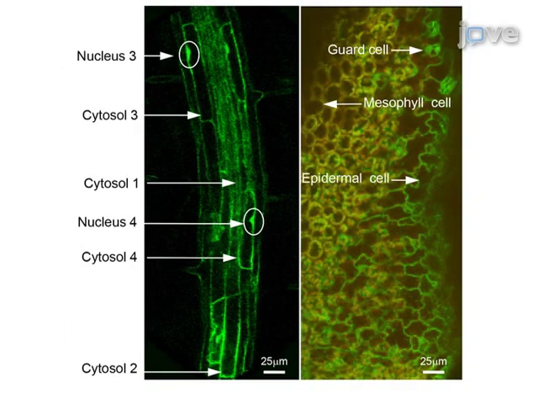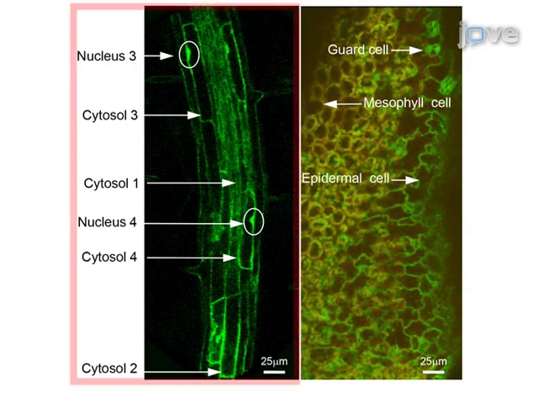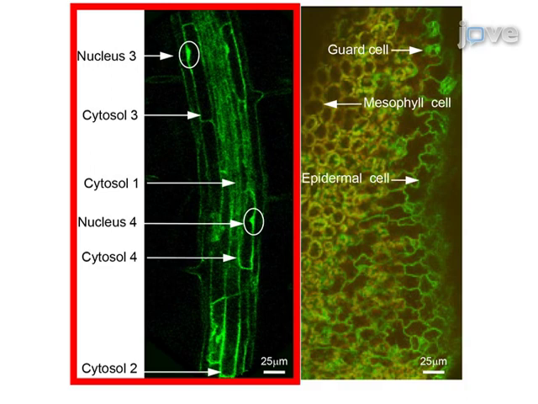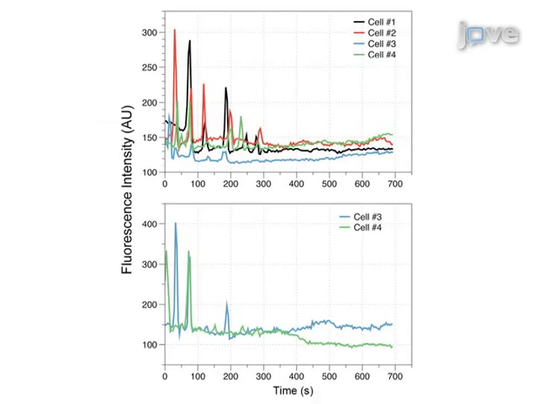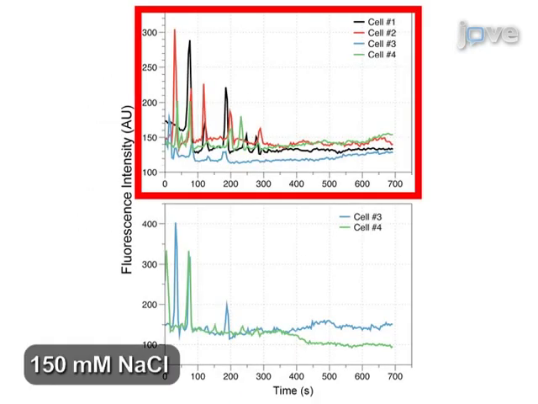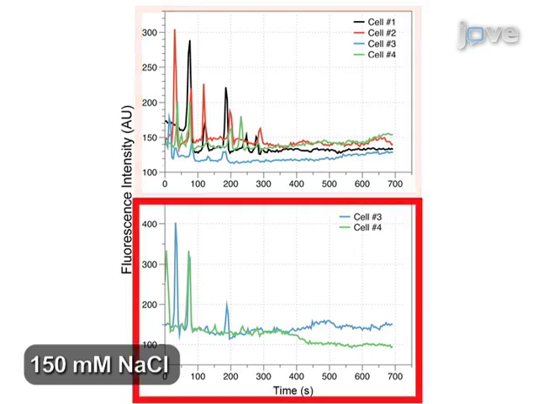Shown here is the cytosolic and nuclear calcium oscillation in response to salt stress. The confocal images show that Ca2+ is expressed in the cytoplasm and nuclei of the root cells and the leaf cells of the transgenic plants expressing Ca2+. This image is a merged image of the red autofluorescence of the chloroplasts and the green fluorescence of Ca2+. These two plots show the salt stress-induced calcium oscillation in the cytosol and nuclei of the root cells.